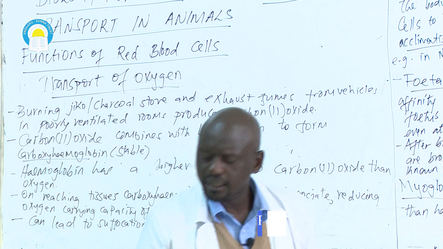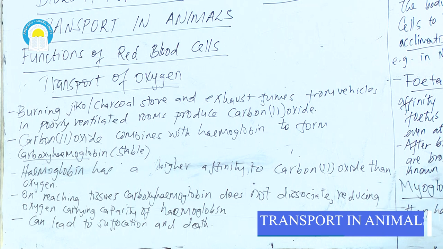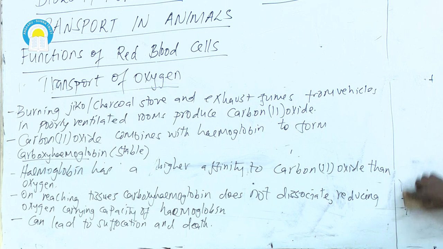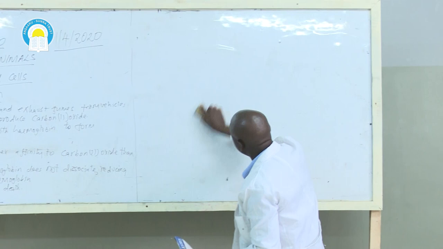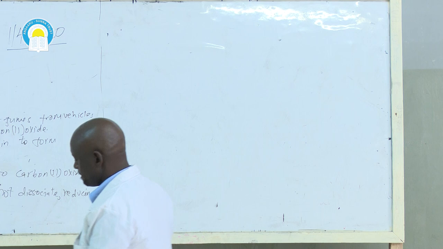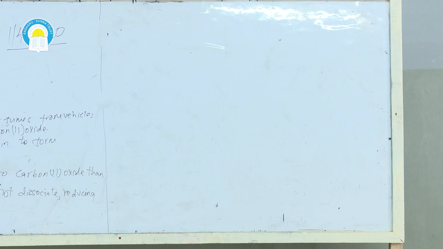So we look at the other function of red blood cells, and this is the transport of carbon 4 oxide. Carbon 4 oxide. Remember, there we are talking of carbon 2 oxide. So carbon 2 oxide combines with hemoglobin to form carboxyhemoglobin. We can write an equation here: carbon 2 oxide plus hemoglobin will form carboxyhemoglobin, which we have said is more stable.